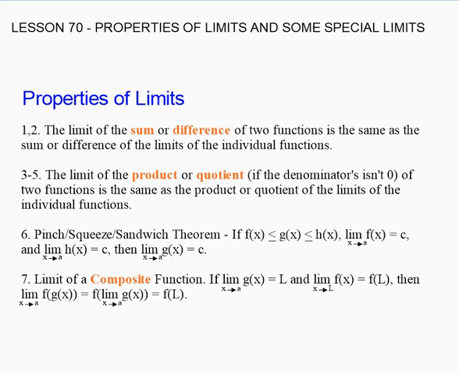And if the limit as x approaches a of g of x, the lower one, is equal to c, and the limit as x approaches a of the upper one, h of x, also equals c, then it has to be true, or it's forced to be true, that the limit as x approaches a of that middle one, f of x, must also equal c. You can try to draw a little graph to demonstrate this.